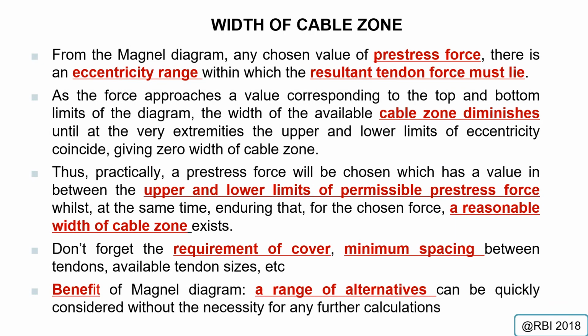Okay, so the width of the cable zone. Basically, from the Magnel diagram, with any chosen value of your pre-stress force, there is an eccentricity range where the resultant tendon force must lie. As the force approaches a value corresponding to the top and bottom limit of the diagram, the width of the available cable zone diminishes until at the very extremities the upper and lower limits of eccentricity coincide, which gives zero width of the cable zone.